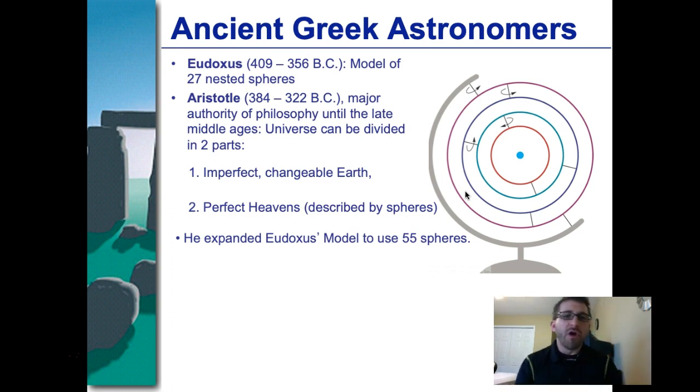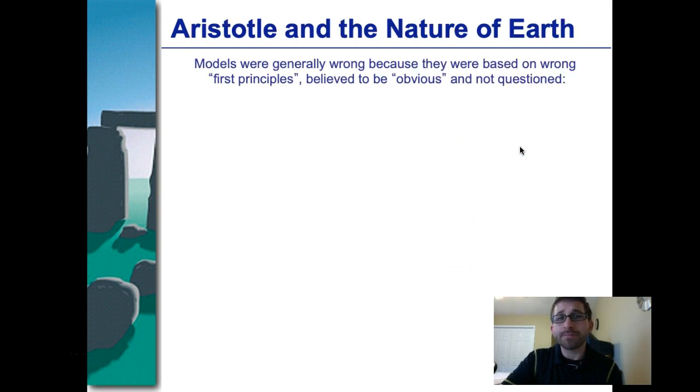Okay, so these nested spheres were thought to be the way in which the planets moved, and at this time they had a geocentric model, or Earth-centered model, of the solar system, which we'll talk about a little more in a moment.